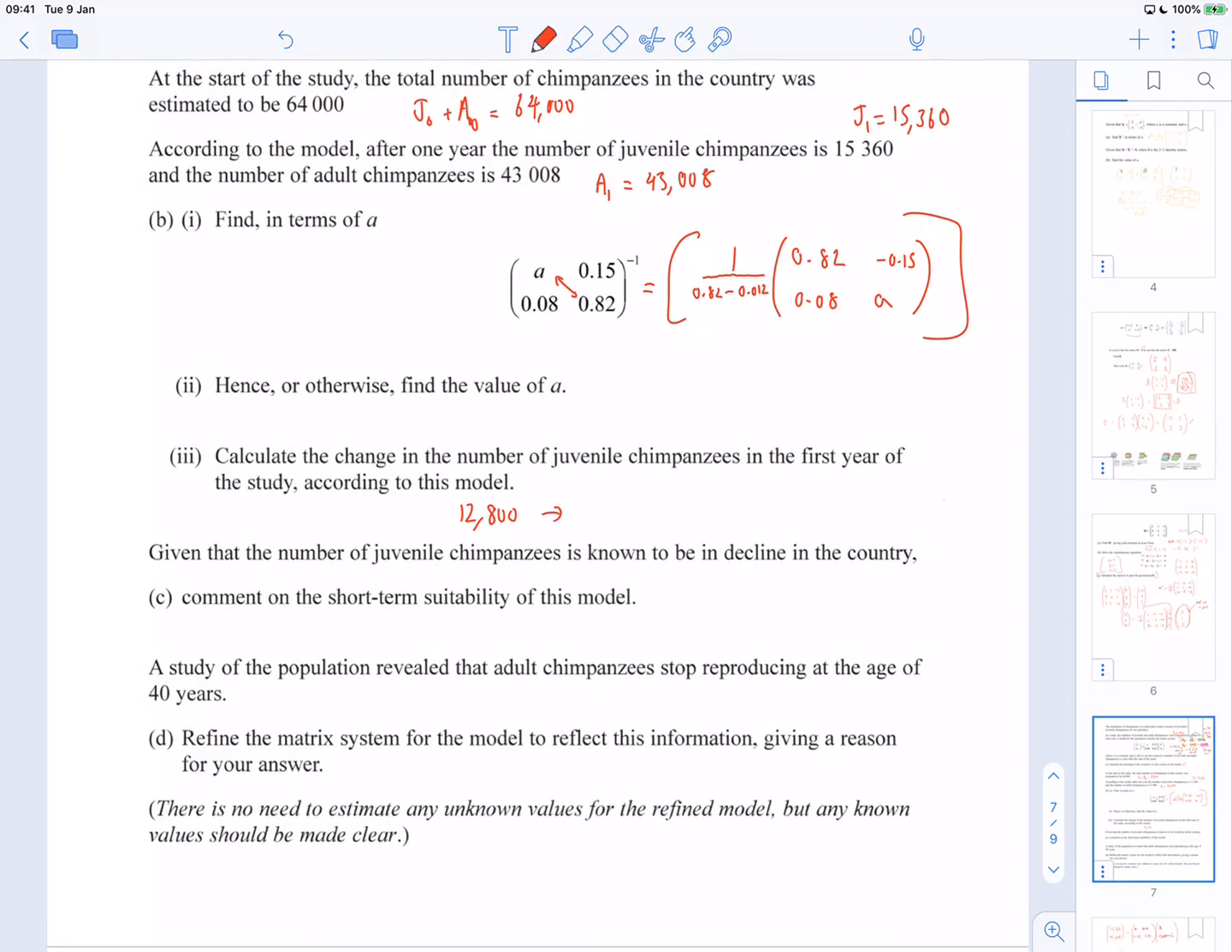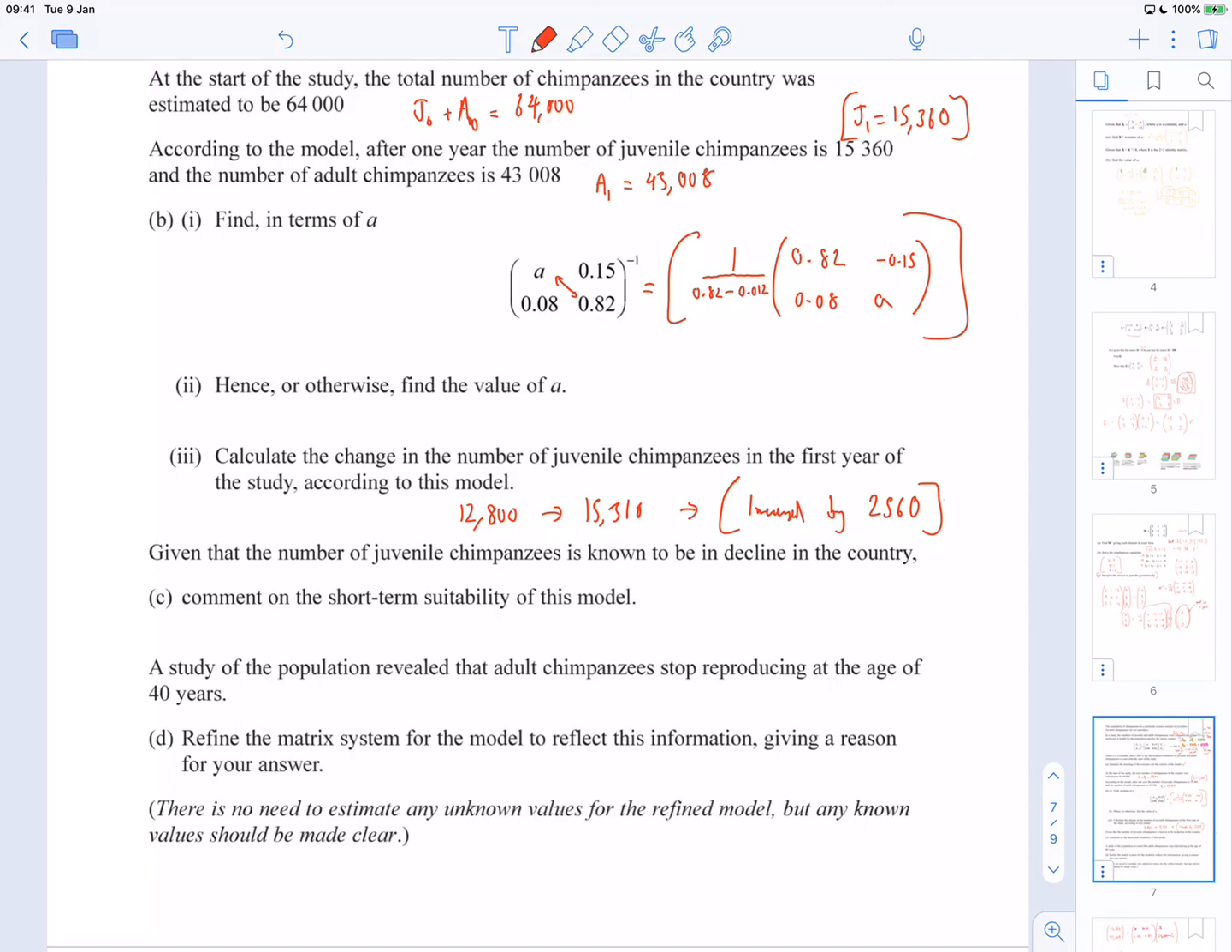And J1 is 15,360. So 15,360 minus 12,800 means it's increased by 2,560. Okay, given that the number of juvenile chimpanzees is known to be in decline in the country, comment on the short-term suitability.